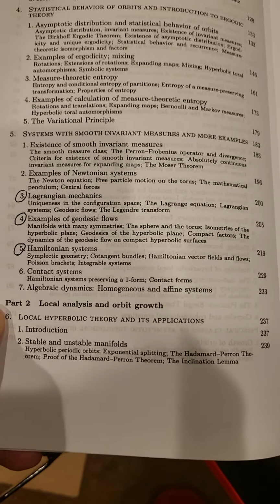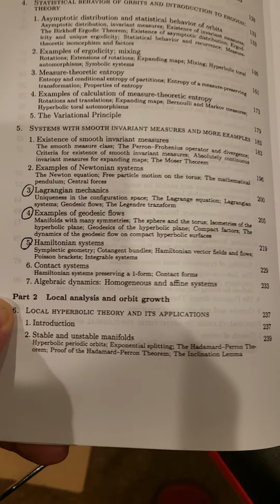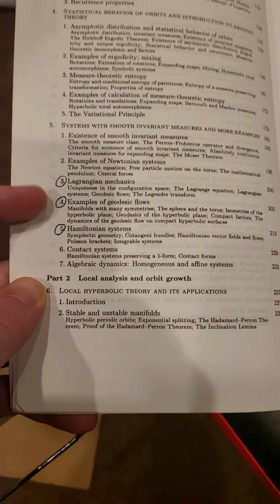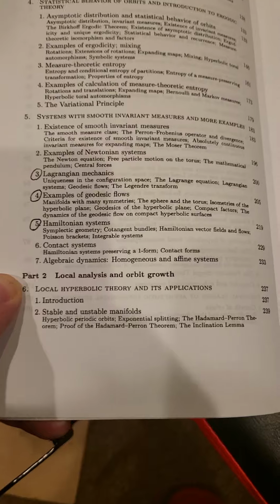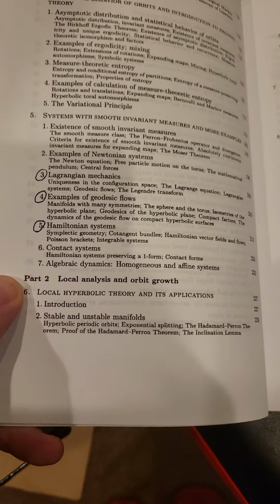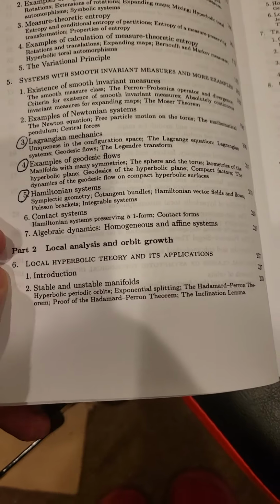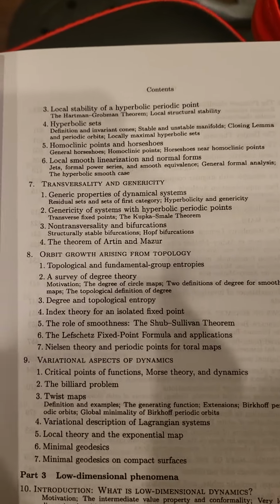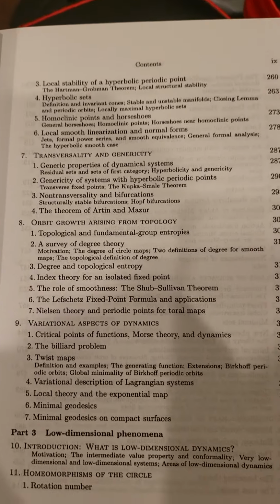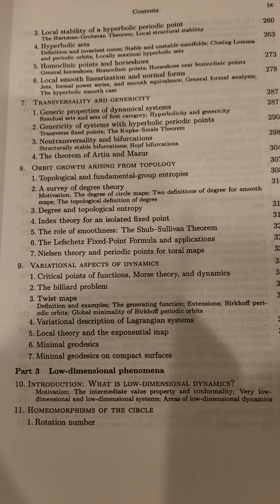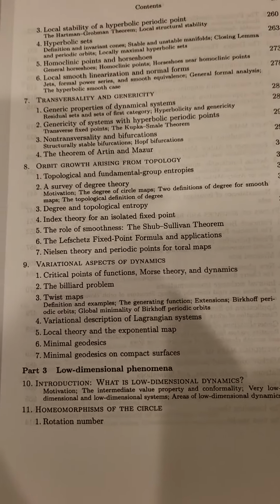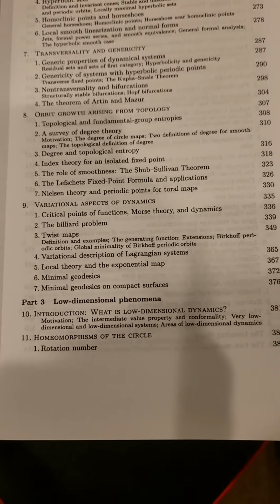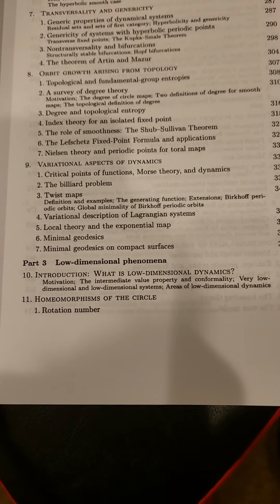Not to hate on V.I. Arnold, that's not my goal at all. I'm just really trying to emphasize how good this textbook is. Now, Part 2 is local analysis and orbit growth. We have local hyperbolic theory and its applications, transversality and genericity, orbit growth arising from topology, variational aspects of dynamics, that's important.